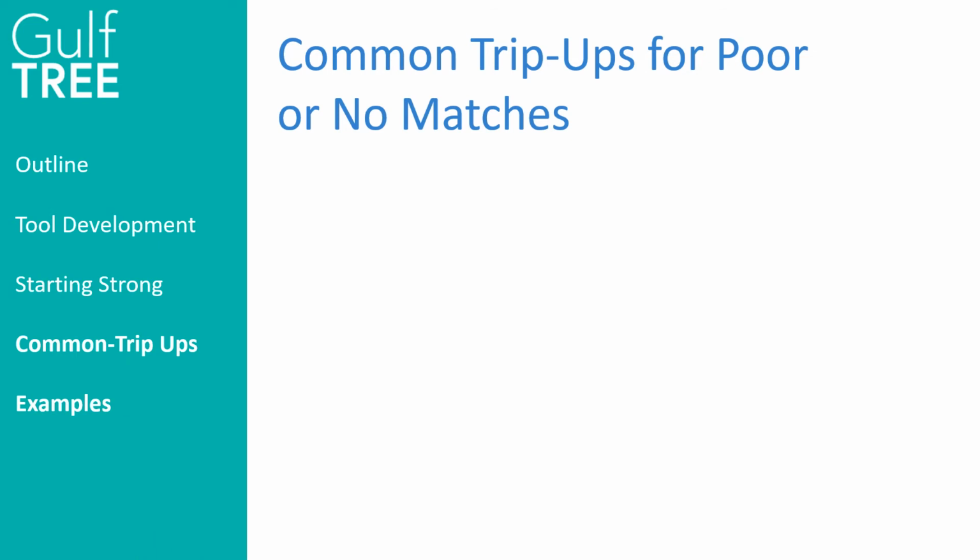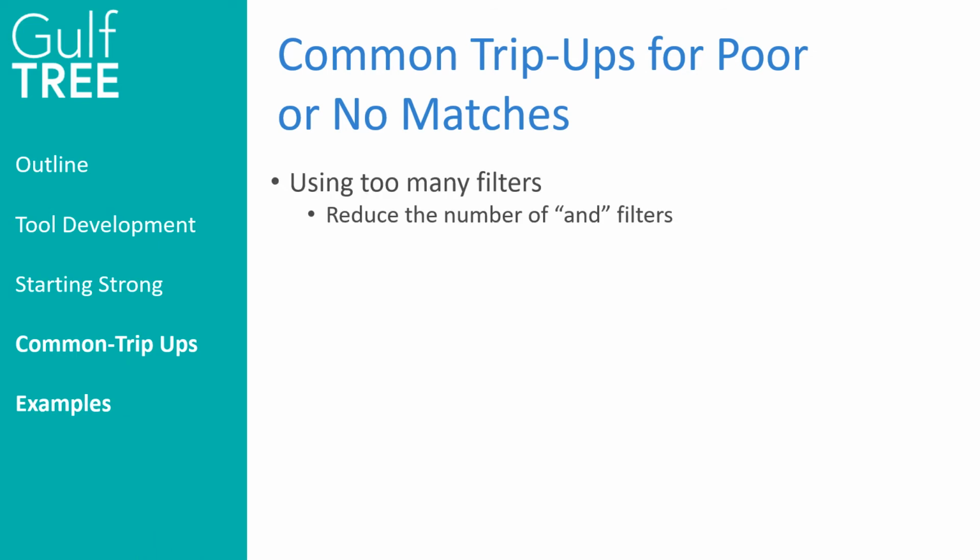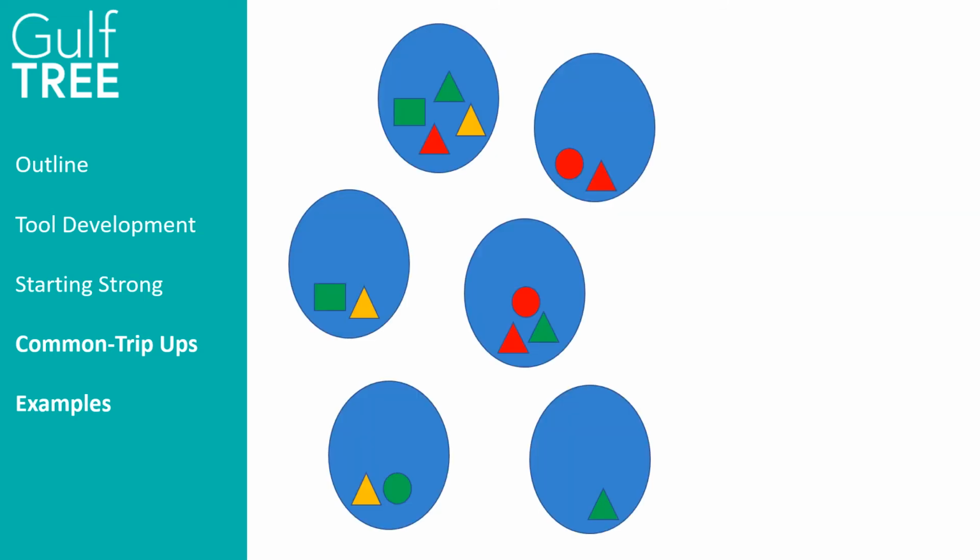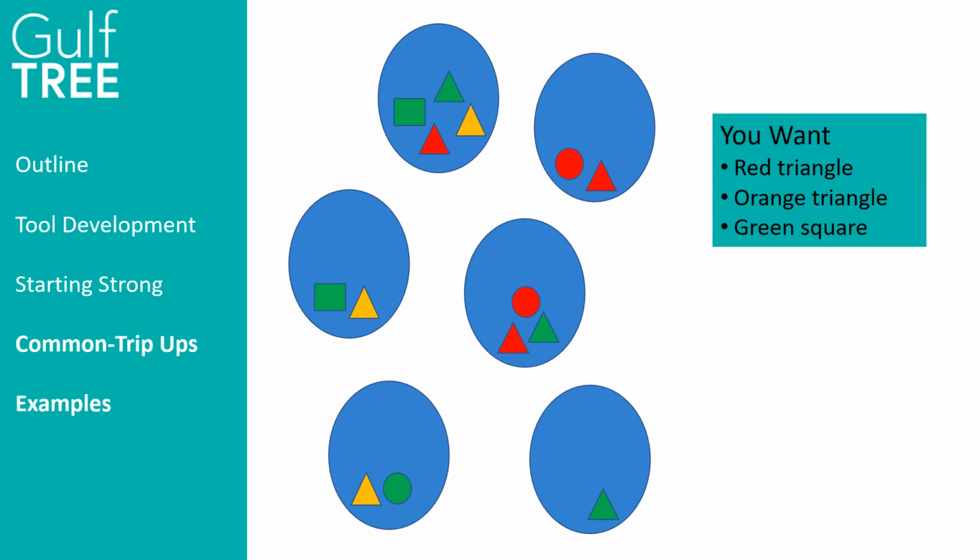Now we're going to go to another common trip up, using too many filters. Many of our filters use AND logic, meaning when you select two things, you're looking for a tool that does both of them. OR logic means you're just looking for a tool that can do one or the other of the things you selected. Just to break it down for you, pretend each of these blue circles is a tool, and each of these different colored shapes inside are different attributes. Say you want attributes like red triangle, orange triangle, and green square.